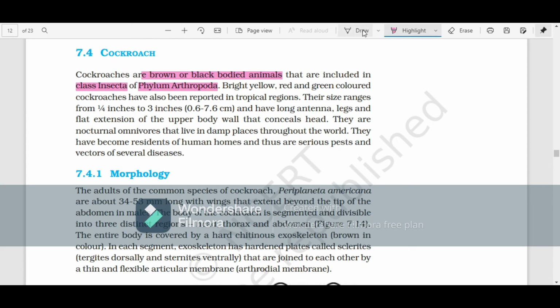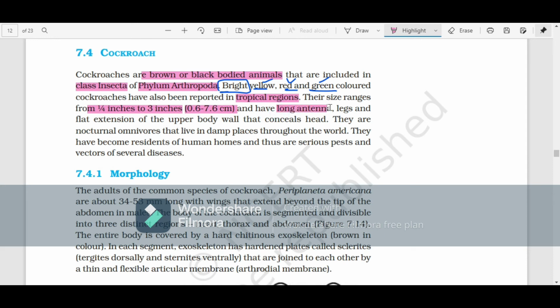Now these three colors you can remember as your traffic signal: red, yellow, and green, and all of them are bright colors. Because they're found in tropical regions, they have really bright colors. Their size ranges from 1/4 to 3 inches, that is 0.6 to 7.6 centimeters.